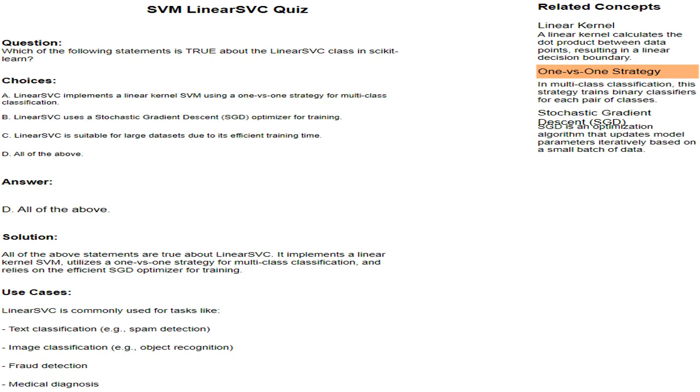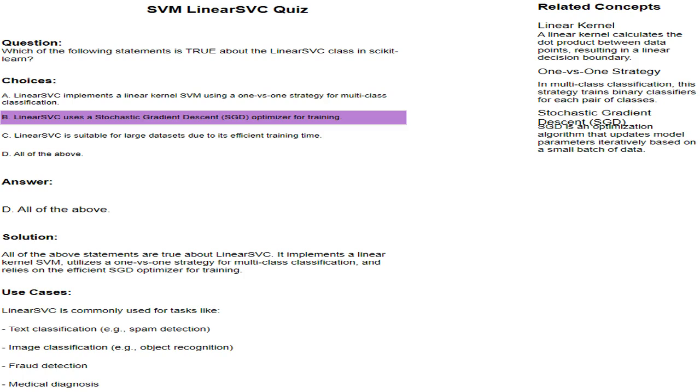1vs1 strategy. This strategy is used in multi-class classification problems. It involves training a separate binary classifier for each pair of classes. For example, if you have three classes A, B, C, you would train three binary classifiers: A versus B, A versus C, and B versus C. Let's say you are classifying images of animals into three categories: cats, dogs, and birds. The 1vs1 strategy would train three binary classifiers: cat versus dog, cat versus bird, and dog versus bird. This strategy is often chosen for multi-class SVM problems because it can be more efficient than other methods like 1vsrest, especially when the number of classes is large.